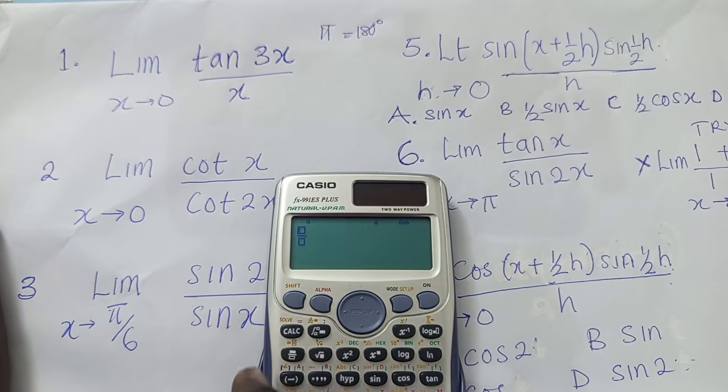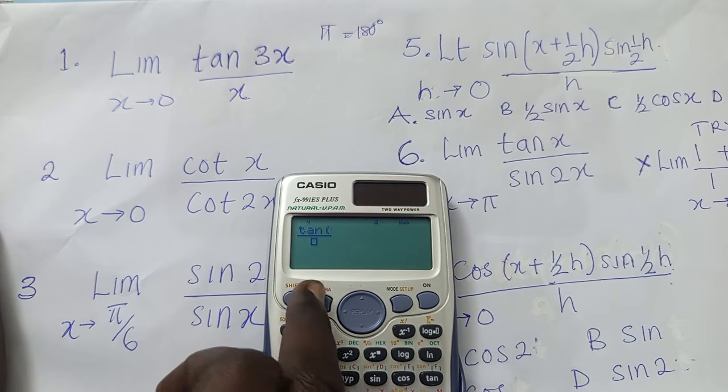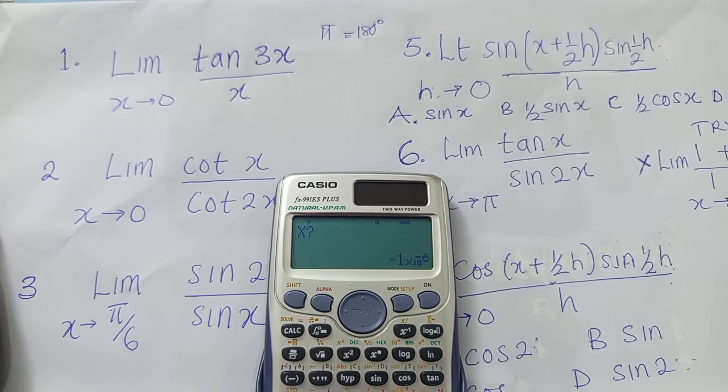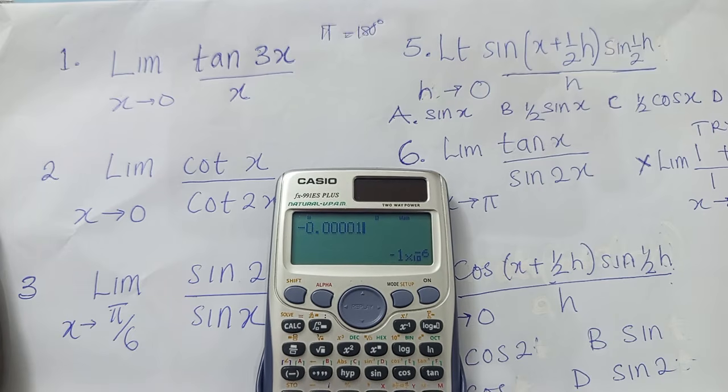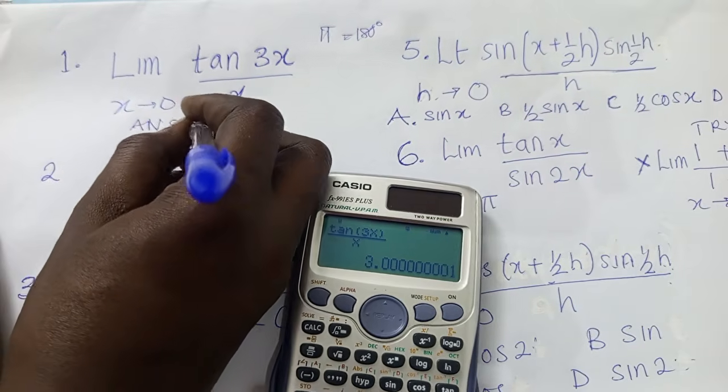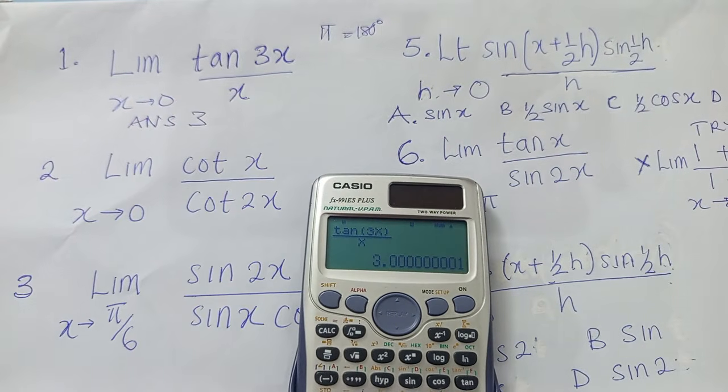So we start right away. Tan(3x), close the bracket, divided by x. As x tends towards 0, we use minus 0.00001. What will be our answer? 3 on the dot. So the answer to this one is 3, as we can see in the calculator.